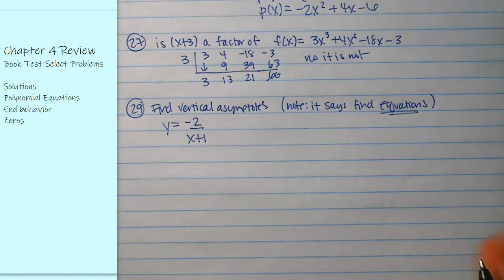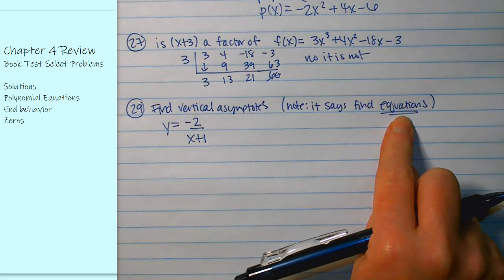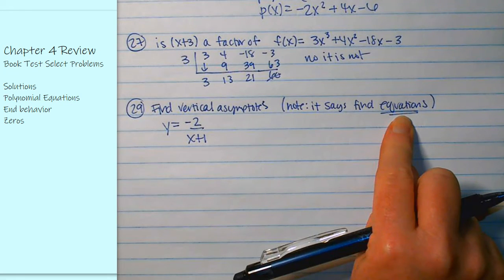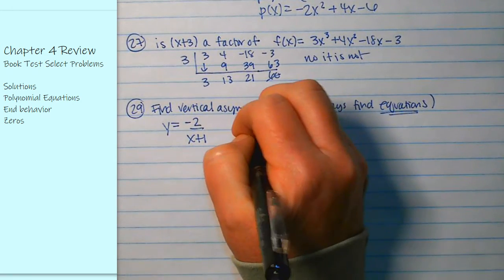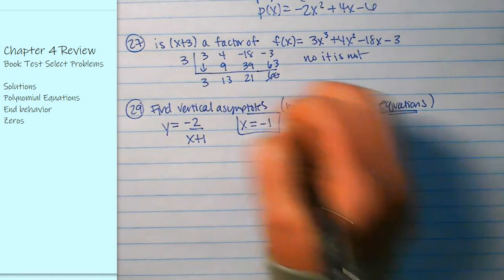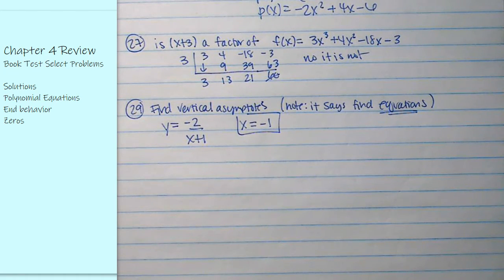29 says, please find the vertical asymptotes for this equation. Note that it says find the equations of the vertical asymptote. So we're not just saying negative 1. We're going to say x equals negative 1. So in this case, the simple answer is x equals negative 1, and that's the asymptote for 29.